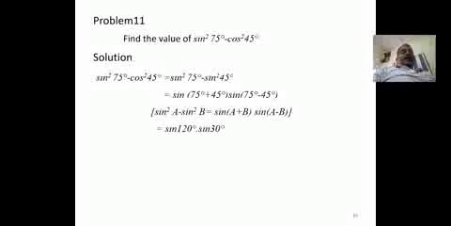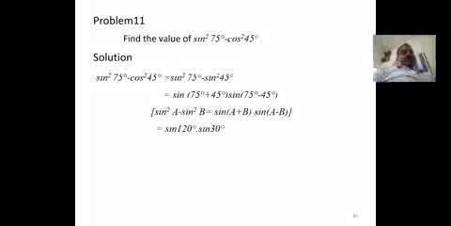Sine 120 is cos 30, value root 3 by 2, and sine 30 is 1 by 2, therefore the result is root 3 by 4.